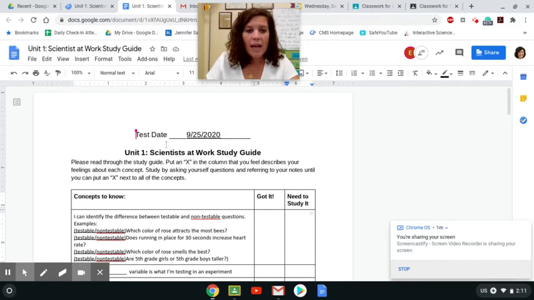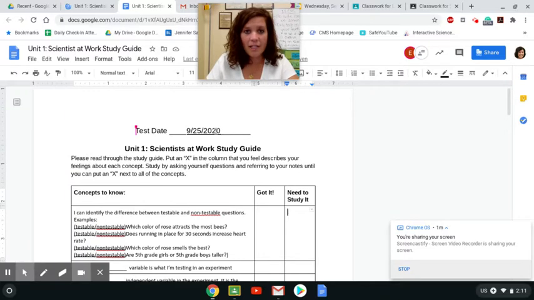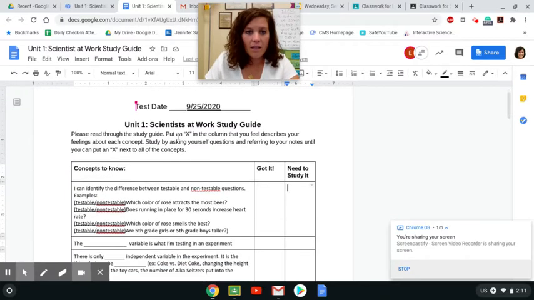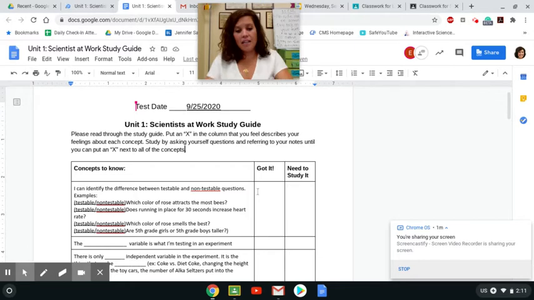So you have this study guide today, and your test is September 25th. That is next Friday. And your directions in your study guide say, please read through the study guide, put an X in the column that you feel describes your feelings about each concept, study by asking yourself questions and referring to your notes until you can put an X next to all the concepts in the got it section. Let me fix that real quick. In the got it section.